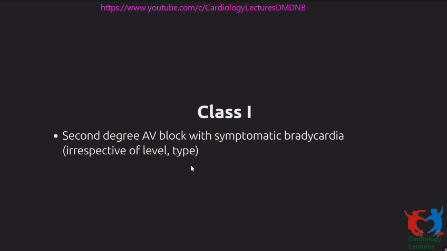So I'll show this. Now, again, here symptoms rule. So second degree AV block, if the patient has symptomatic bradycardia, irrespective of the level, the patient needs to be paced. So for example, if it is clearly a narrow QRS rhythm and it's suprahisian, it's a nodal block, but still if the patient's rate is 40 and the patient is fatigued from it, then obviously you need to go and pace these patients. So that's a class 1 indication.